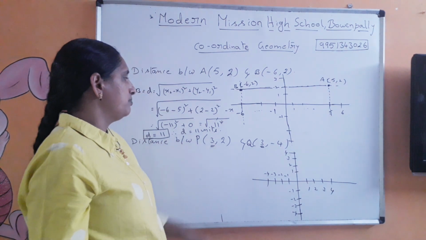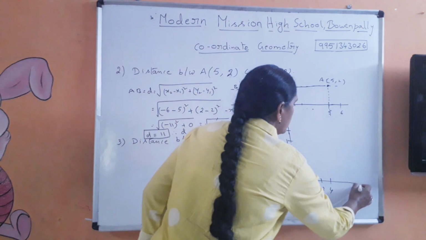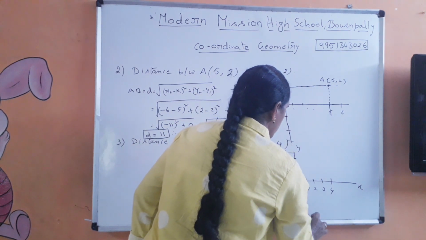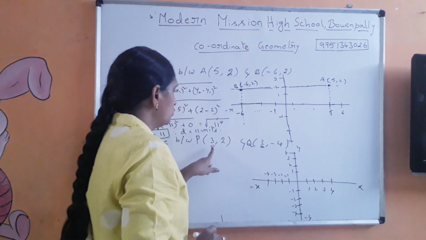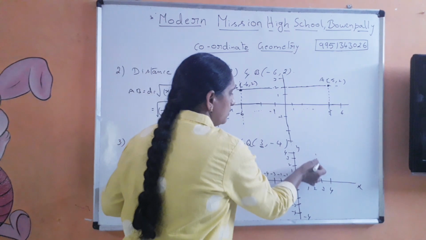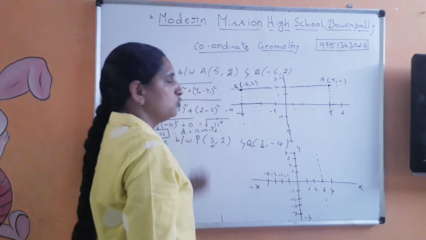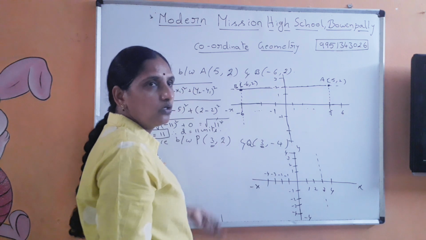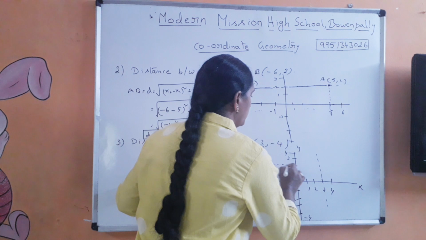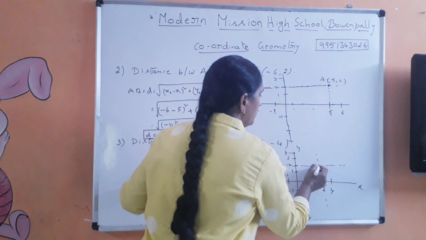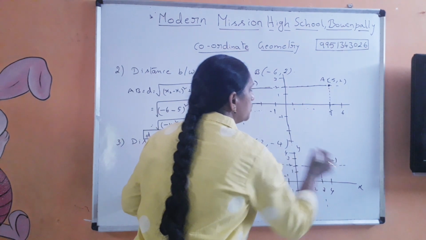Now locating point P. First let us locate point P here, for those who want these details also. P is 3 comma 2. So draw a line parallel to the y-axis passing through plus 3, that is on the positive axis. The ordinate is 2, so draw a line parallel to the x-axis passing through 2 in the positive y direction. The point of intersection gives you this point, P of 3 comma 2.